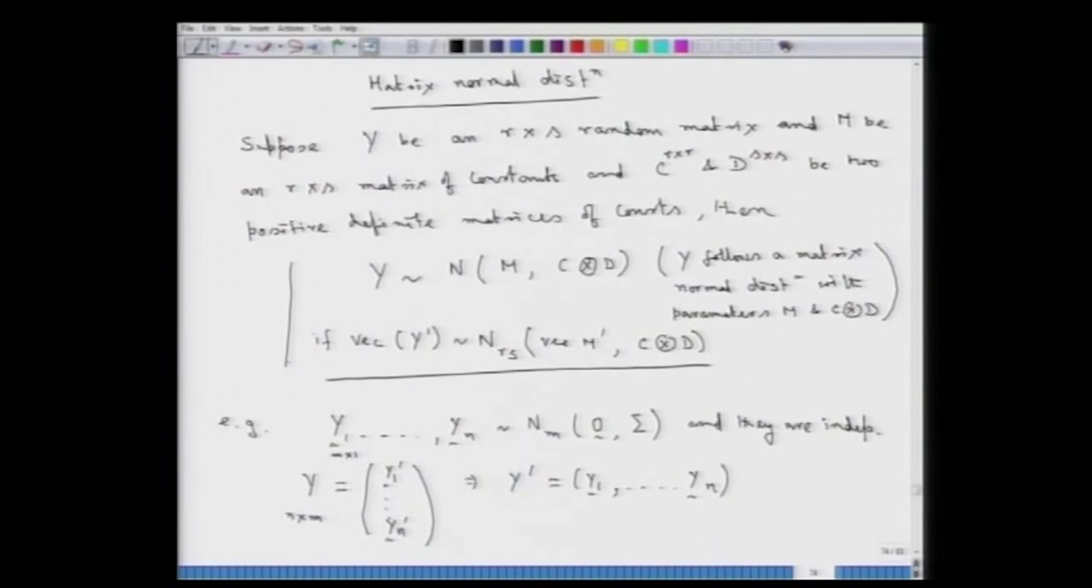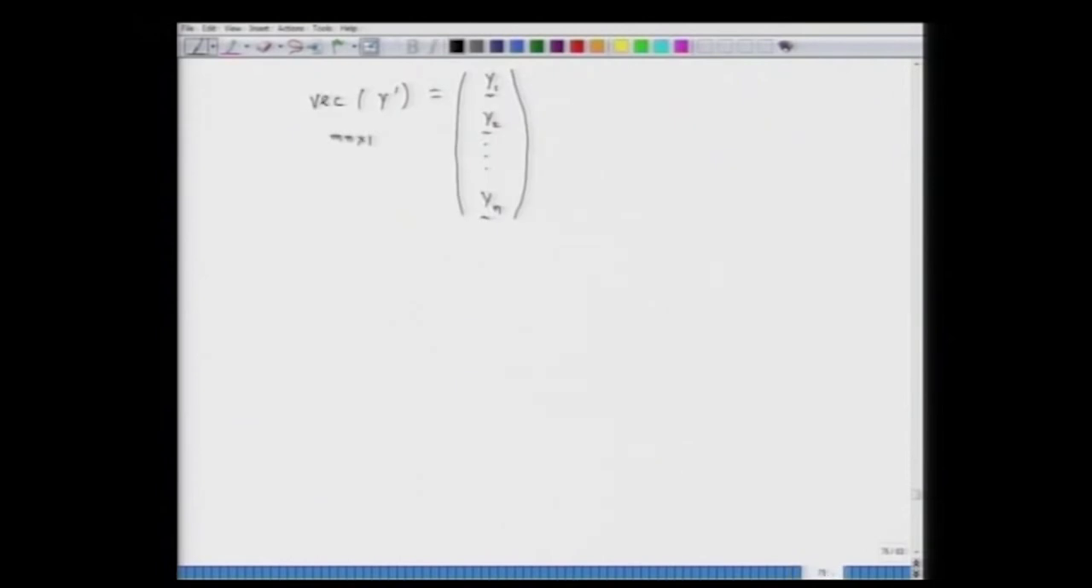So, suppose I take Y1, Y2, ..., Yn multivariate normal, m-dimensional, with a mean vector 0 and a covariance matrix sigma, and they are independent. Then what is going to be the joint distribution of this? This is just stacking of these multivariate normal distributions, and hence this is going to be a multivariate normal of mn dimension. What would be the mean vector? Each of the mean vectors is a null vector. So, this is going to be a null vector of dimension mn.